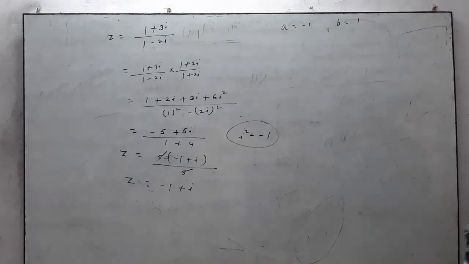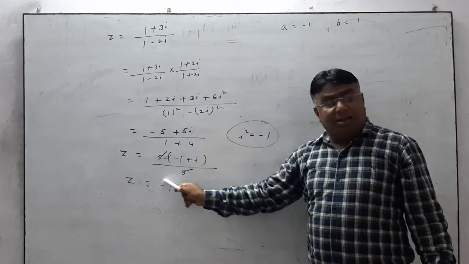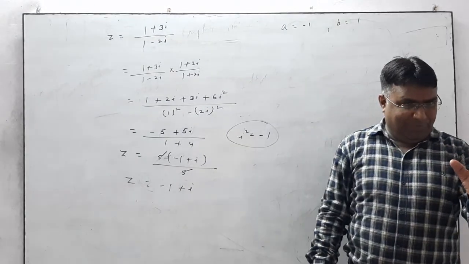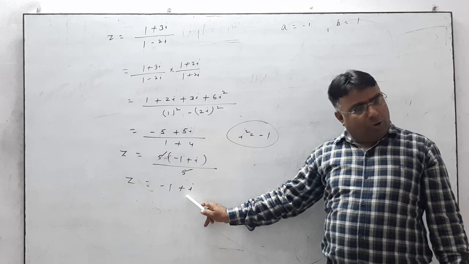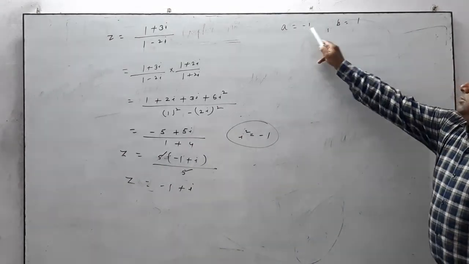In a plus iota b form, you have the complex number z equals minus 1 plus iota. So minus 1 is the real part, denoted by small a. And the imaginary part is the coefficient of iota. That means 1. So a is minus 1, b is 1.